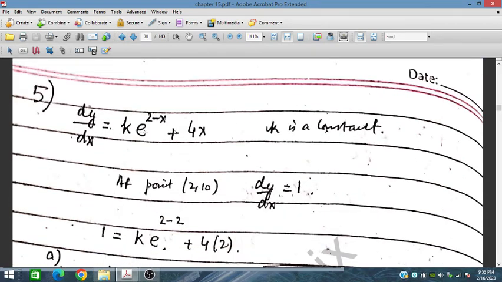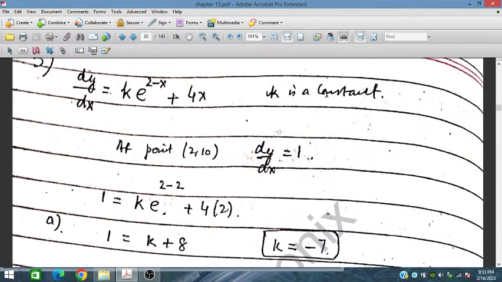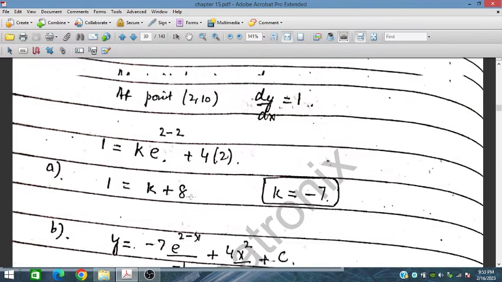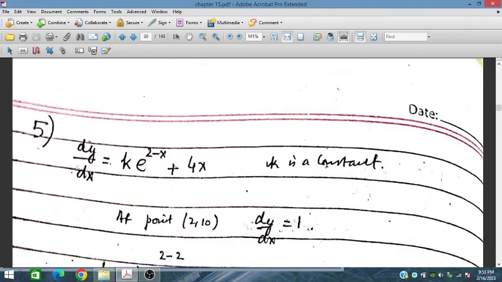This is dy/dx equal to k e^(2-x) plus 4x, where k is a constant. At point (2, 10), dy/dx is equal to 1. So we place this 2 here, and 1 is equal to k e^0, which is 1, times k, plus 8. So k is equal to minus 7. So now place this minus 7 here.